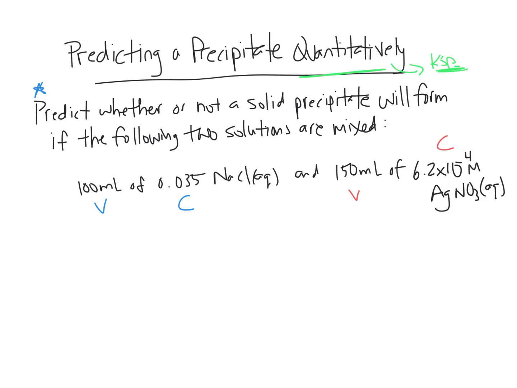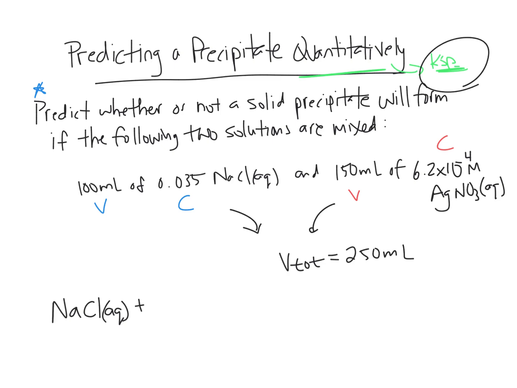What do we know right away? Well, if we mix them together, what's the total volume? It would be 100 plus 150, so 250 mLs. We also can then analyze what ions are in solution. And the other thing you would need for this, besides having your KSP values on hand, is a list or a reference chart of what ion combinations you expect to make insoluble precipitates.